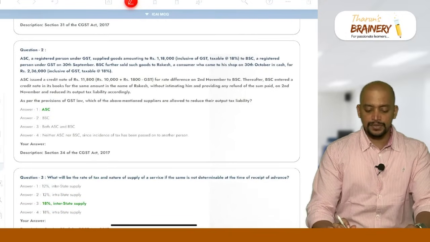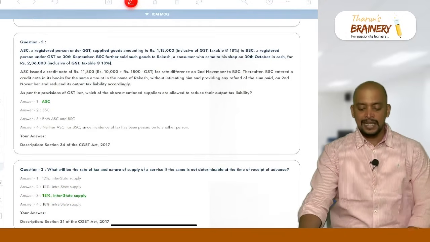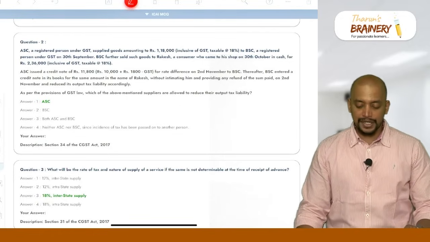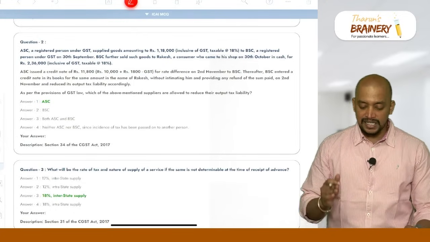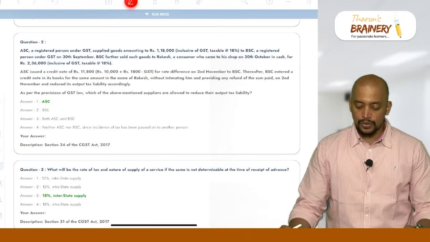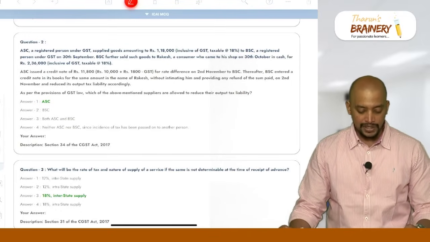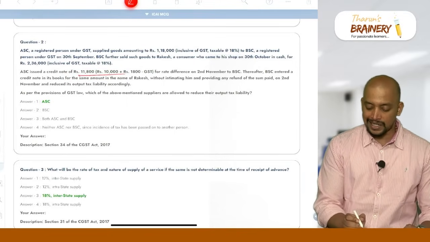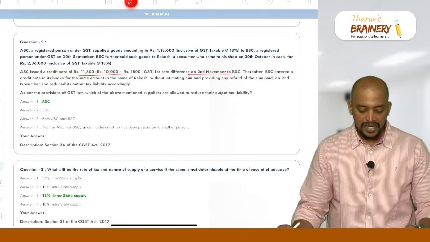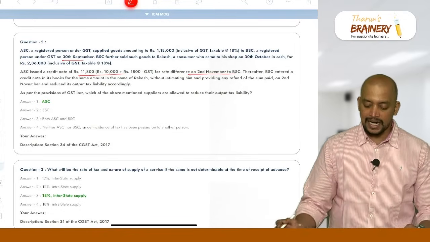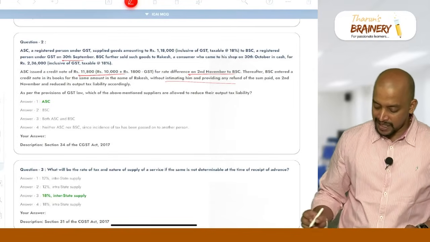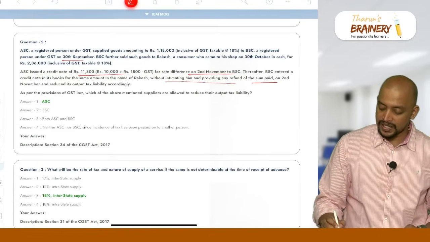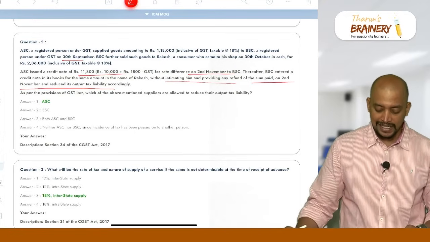Then next, question number 2. ASC, a registered person under GST, supplied goods amounting to 1,18,000 inclusive of GST, taxable at 18%, to BSC, a registered person, on 30th September. BSC further sold those goods to Rakesh, a consumer who came to his shop on 30th October, in cash for 2,36,000 inclusive of GST. ASC issued a credit note of 11,800 for rate difference on 2nd November. So the invoice was raised on 30th September, and on 2nd November, thereafter BSC entered the credit note in the books for the same amount in the name of Rakesh without intimating him and providing any refund of the sum paid, and reduced its output tax liability.